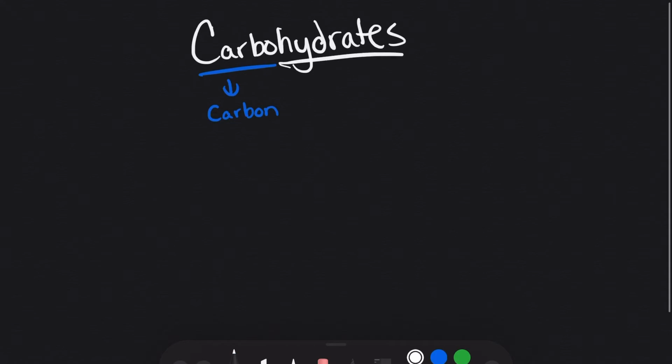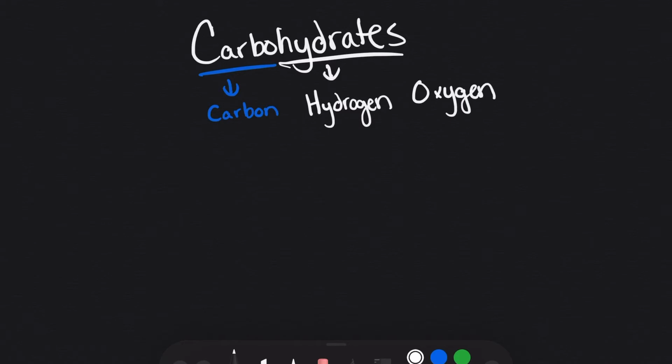The first macromolecule that we're going to talk about are carbohydrates. First, let's break this word down. Carbo refers to carbon. Remember, it's the base layer in all of our macromolecules. Hydrate is just what you think about. It's water. Specifically, we're talking about hydrogen.